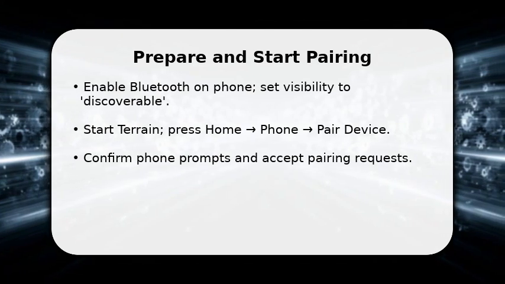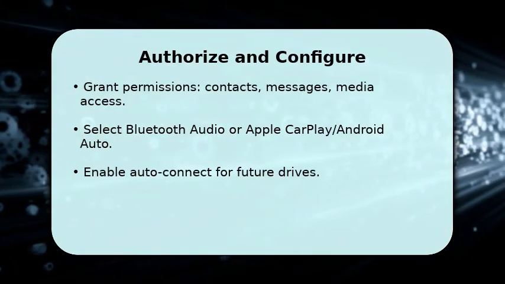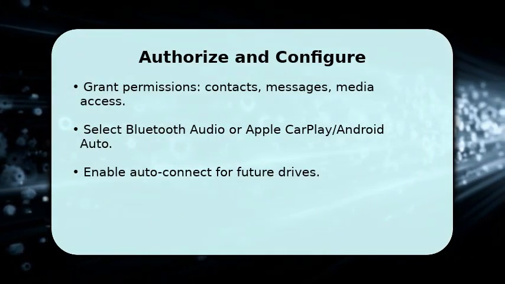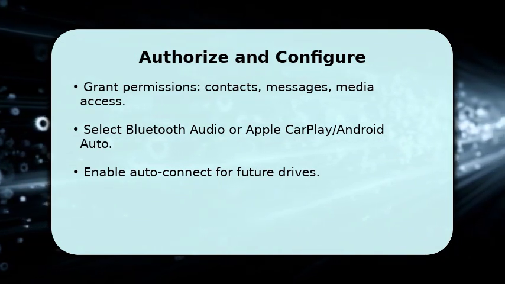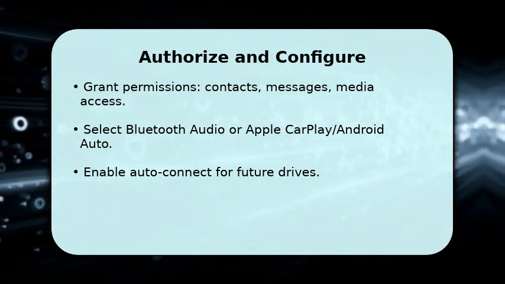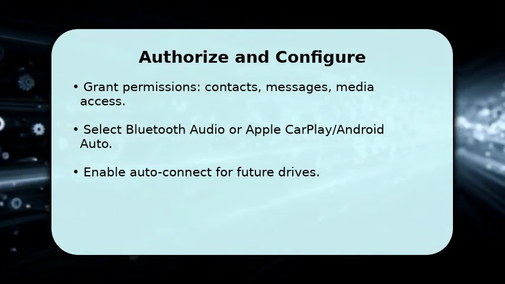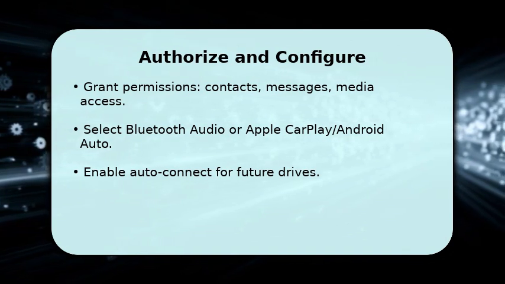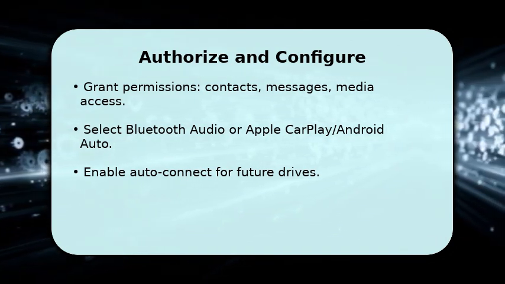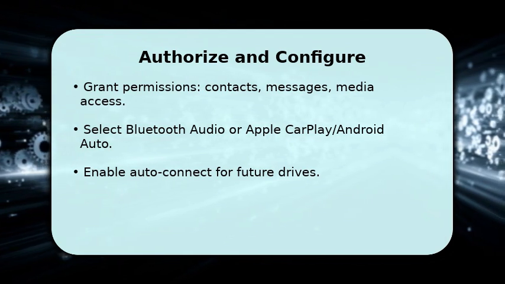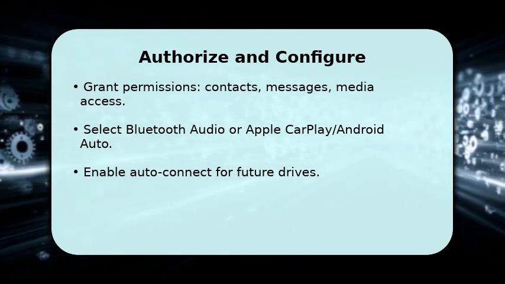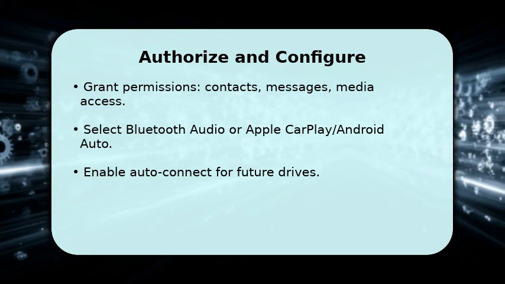and authenticated. After the initial pairing, you must authorize permissions so the Terrain can sync contacts and messages, which enables hands-free calling and text alerts. Then choose your preferred interface: Bluetooth audio for music, or plug in and enable Apple CarPlay or Android Auto for full app control. This provides navigation and voice commands.